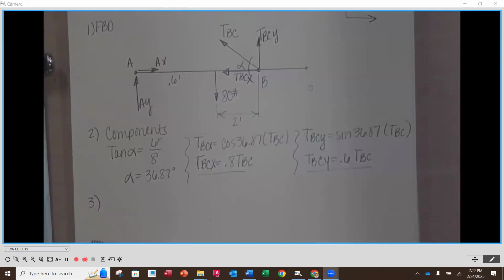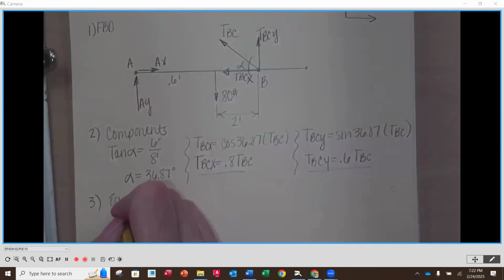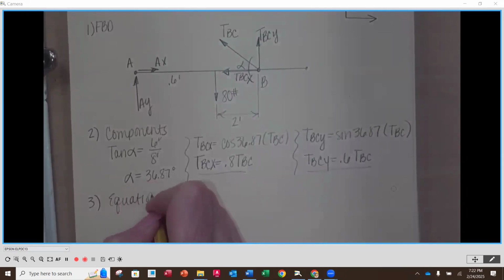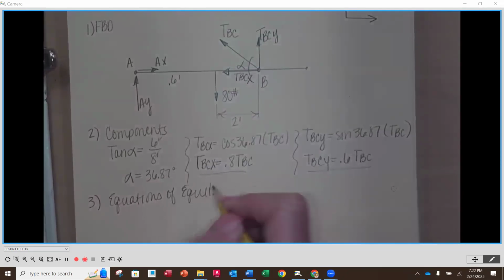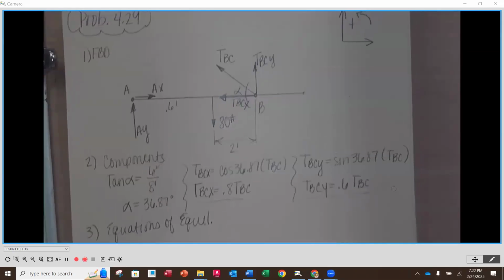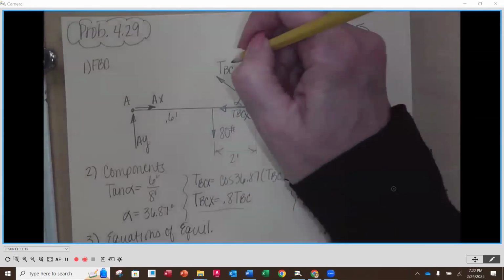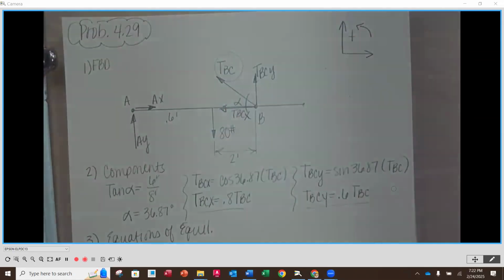Once you have those components, tell me, Gabrielle, what's our next step, do you think? Equations of equilibrium. You got it. I'm going to abbreviate equilibrium. Absolutely, so we've got our 3 equations of equilibrium. You're solving for the tension in BC.